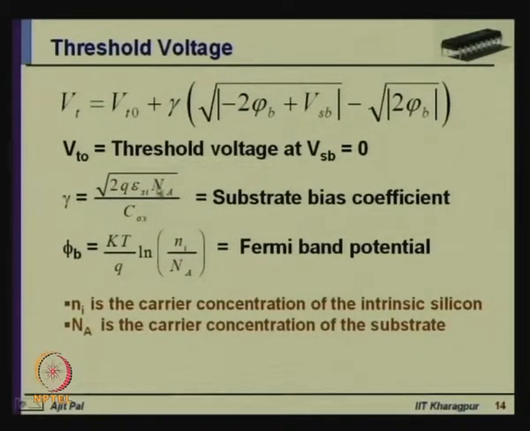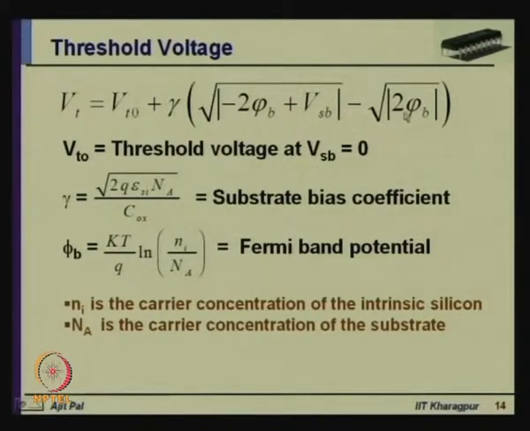So, it will depend on these parameters, and phi F is the Fermi potential, which is equal to kT by q times the log of Na by Ni. K is the Boltzmann constant, and T is the temperature in absolute value, in Kelvin, not in degree Celsius or Fahrenheit, and q is the charge of electron, and Ni is the carrier concentration of intrinsic silicon. So, intrinsic silicon will have some carrier concentration, this is the Ni, and Na is the carrier concentration of the substrate, as I have already told.